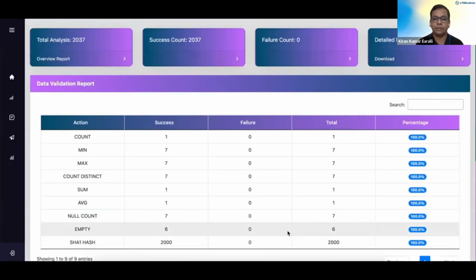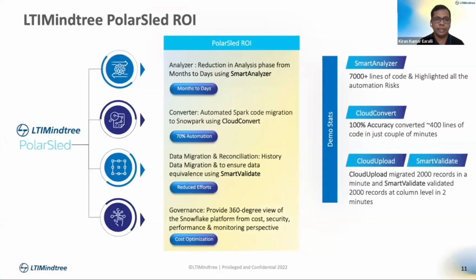Now coming back to our ROI on PolarSled. First, across the entire PolarSled, we are able to reduce your analysis phase from months to days using our Smart Analyzer and the dependency analyzer. Then we are able to automate the conversion of your current PySpark or Scala code to Snowpark code with 60 to 70% automation. And we are able to help you reduce your efforts in data migration and data reconciliation, which is a hectic job. There you have an automated tool to help you reduce your efforts, and the governance will help you with cost optimization of Snowflake.